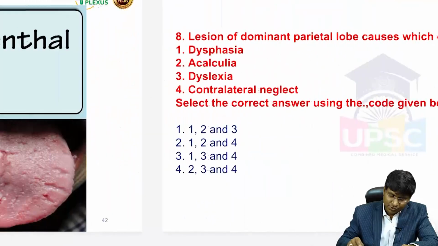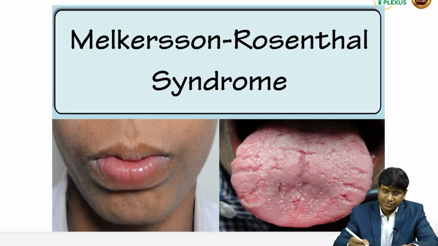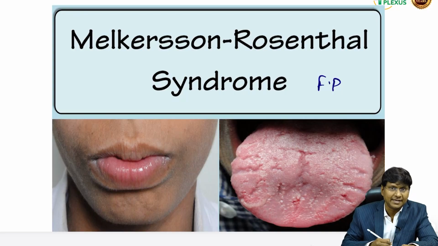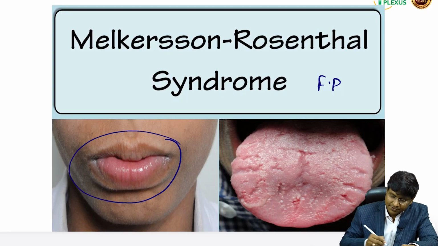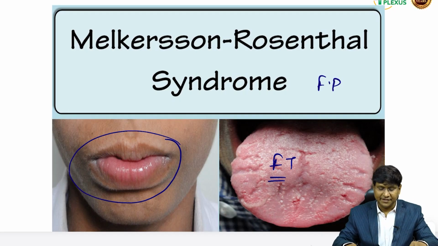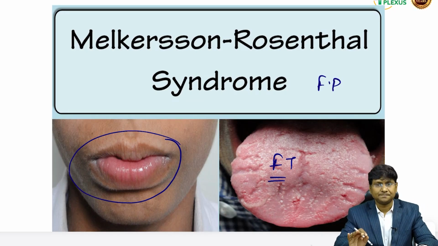So this is the image of Rosenthal-Melkersson syndrome, where there will be facial nerve paralysis, swollen lips, and the presence of a fissured tongue. So these are the features of Melkersson-Rosenthal syndrome.